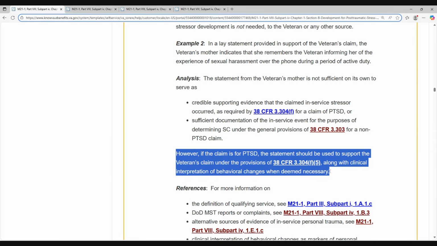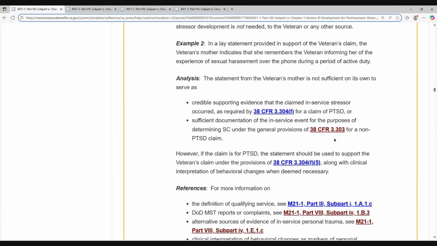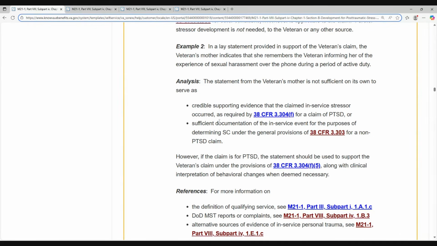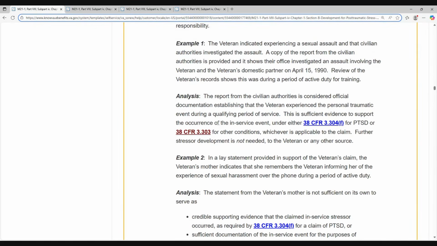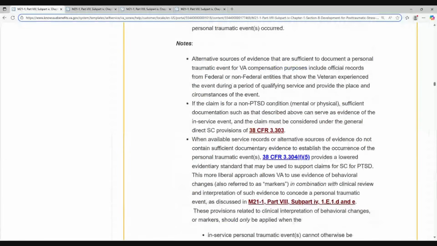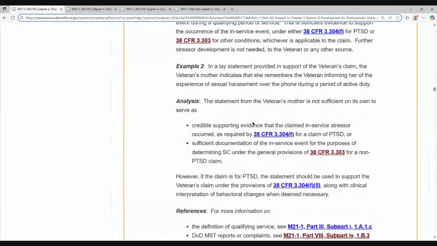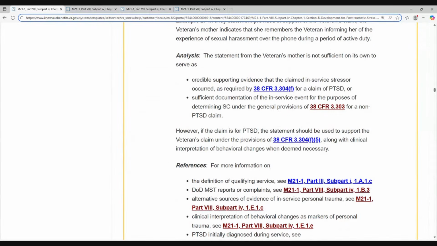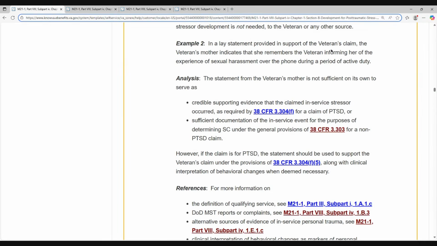So what they're talking about here is the fact that the mother's statement cannot count as an objective document to prove the truth of the matter. However, what it can serve as is one of the behavioral markers. Her reaching out to the mother, and I want to say it's a her. Yeah, she. The mother.